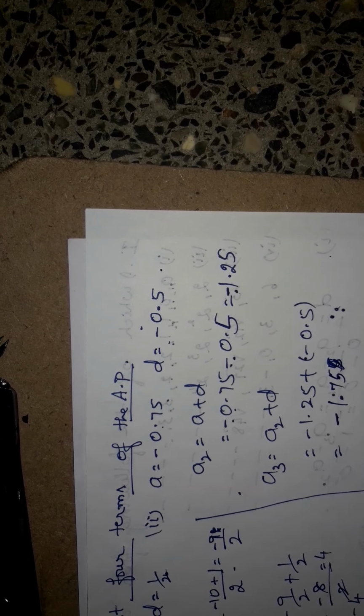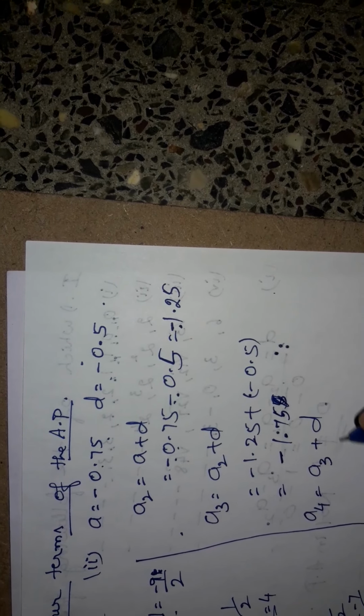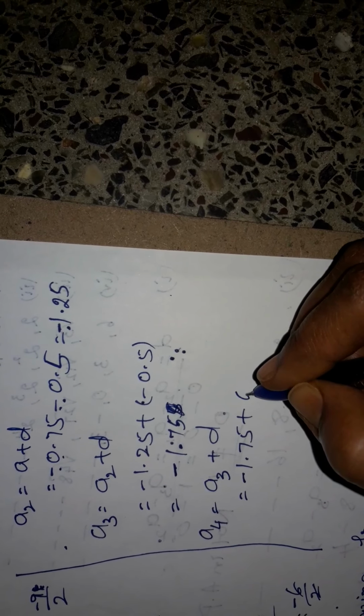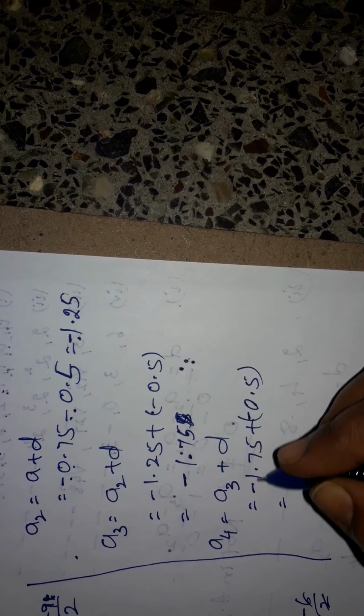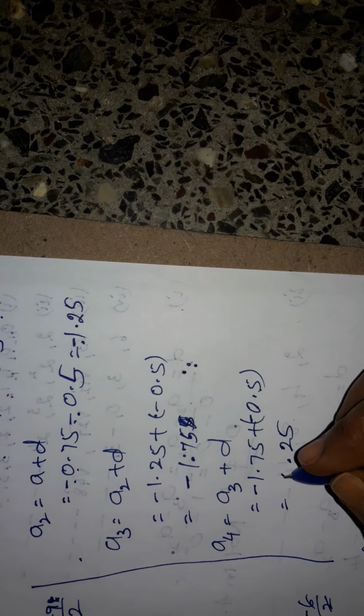1.75 minus 1.75. Sorry, minus 1.75. Next, A4: A3 plus D. A3 is minus 1.75, D is minus 0.5. So both are minus. Again we should add it. 7 plus 5, 12. 1 plus 1, 2. Minus 2.25.